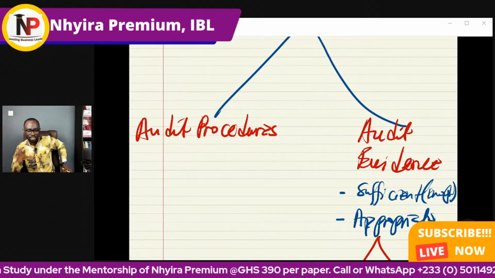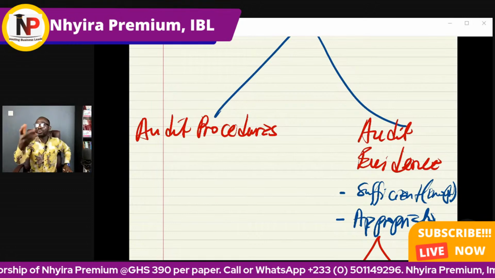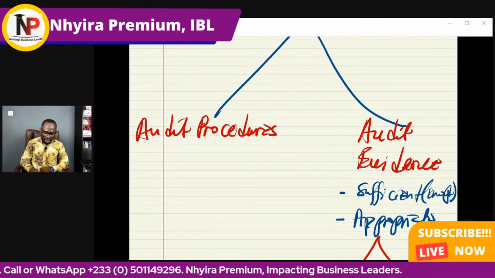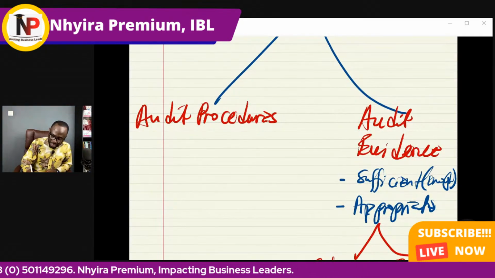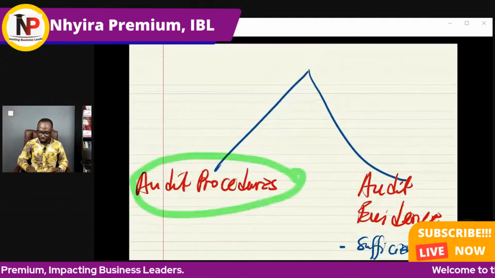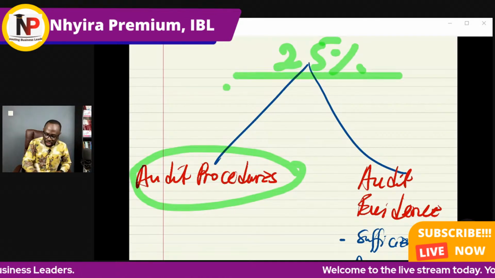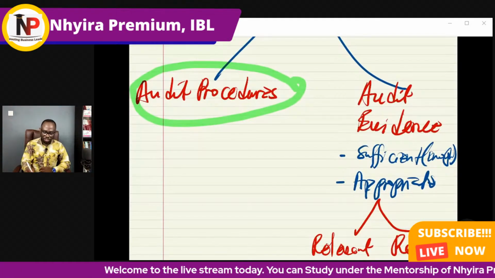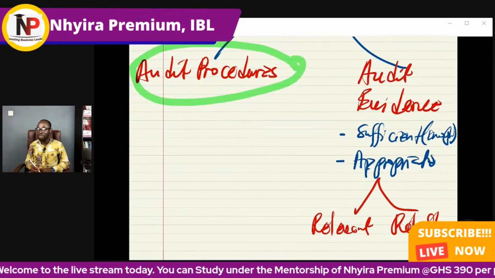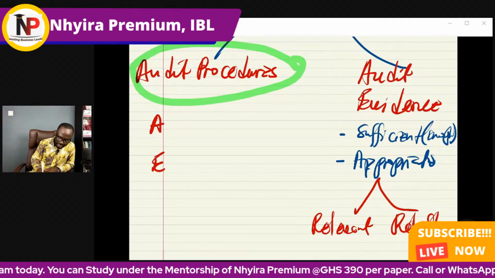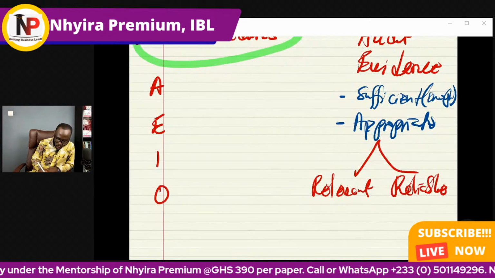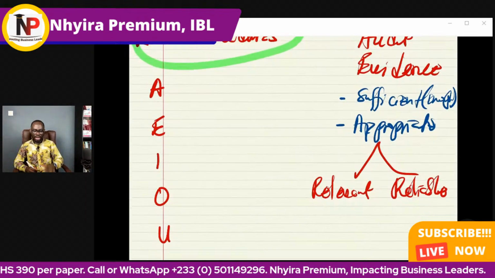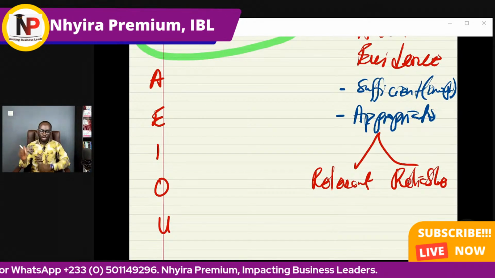But the big question we ask ourselves is, okay, how do we get the audit evidence? The auditor gets the audit evidence by carrying out audit procedures. Remember, this is 25% of the syllabus grading. So there are a lot of things in here that we must know about. So audit procedures. Now the audit procedures are the 5 vowel sounds. A, E, I, O, U. Depending on whatever question we have, we may be doing one of these things.